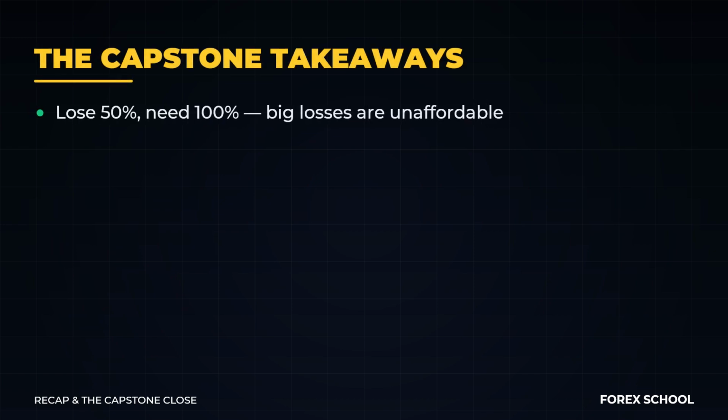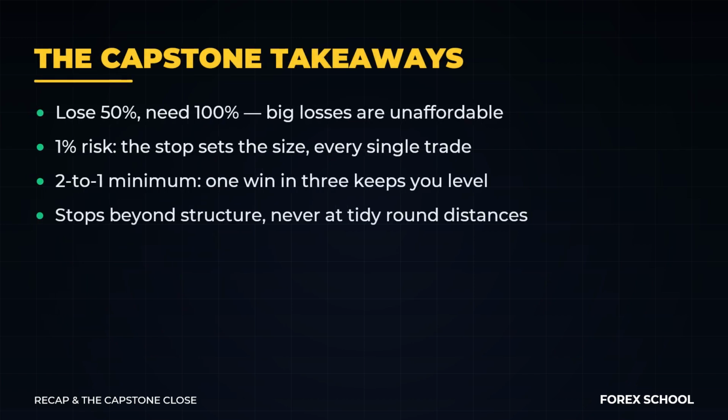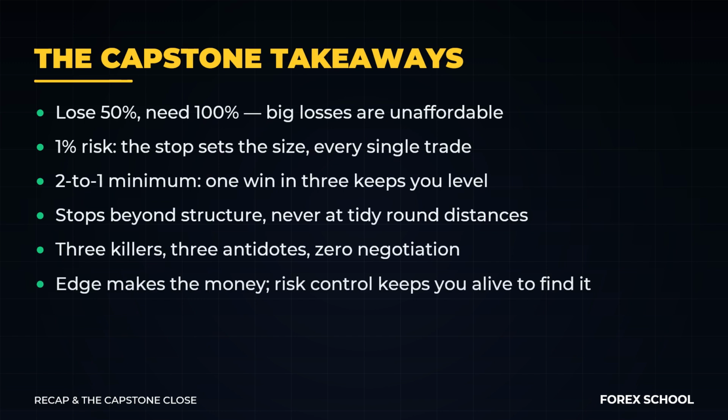Let's carve the capstone takeaways into stone. The drawdown maths, losses compound against you, lose half, and only a double brings you home, so the first job is never to need one. The 1% rule, risk budget divided by stop distance times pip value gives the lot size, the stop sets the size, never the reverse. The asymmetry rule, 2-to-1 minimum, so 1 win in 3 keeps you level and 40% makes you money.